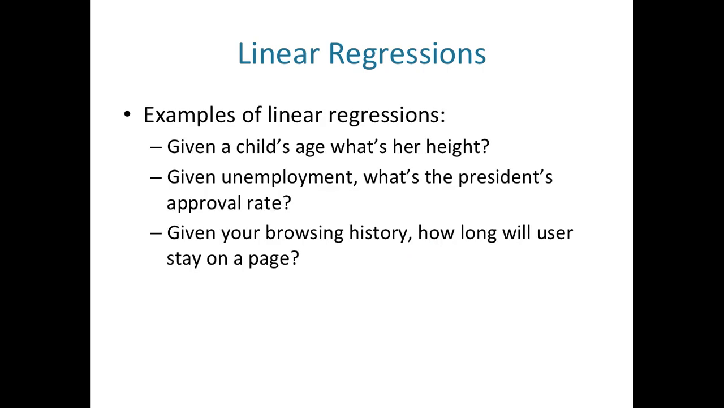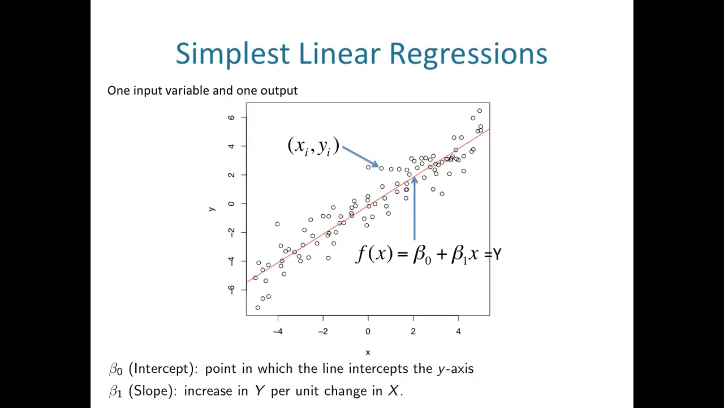Examples of linear regressions. So for example, as I was saying, given the age of a child, what's her height? Given the unemployment rate, what's the president's approval rate? Given your browsing history, how long will you stay on a given web page. Those are examples of linear regressions that are out there, and then there are problems that society is currently facing. When we think about the simplest linear regression that we could think of, the simplest linear regression is the one that you see there in f(x), okay?